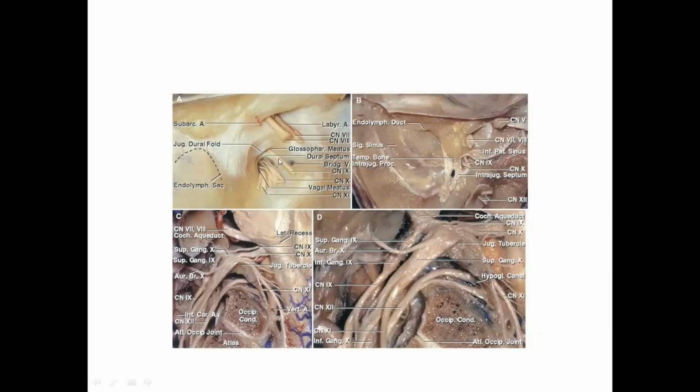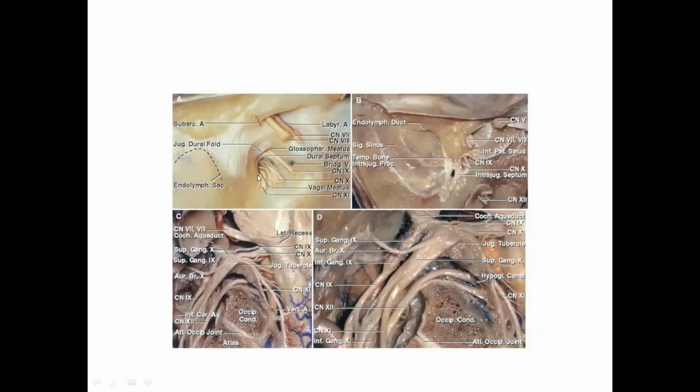So this is the dural septum that I'm talking about, and often the septum also gets ossified. This is the jugular foramen. This is the dural fold of the jugular foramen, which is usually thickened towards the temporal part, and this is the meatus through which the glossopharyngeal nerve is exiting, and this is the other meatus through which cranial nerve 10 and cranial nerve 11 are exiting.